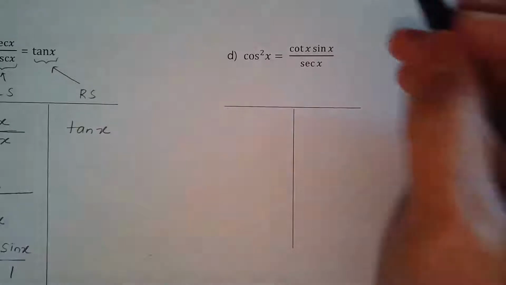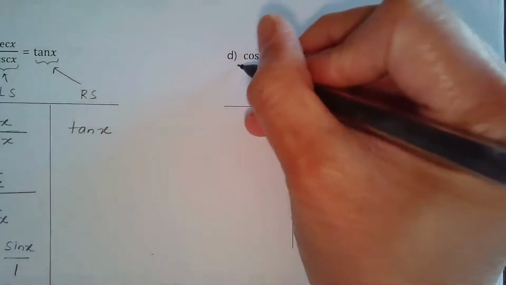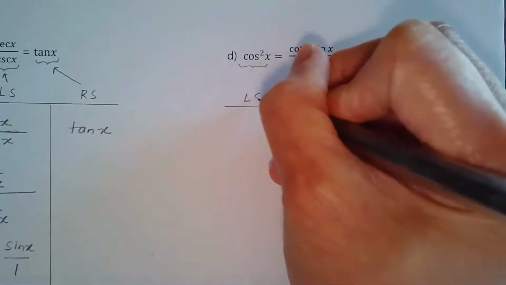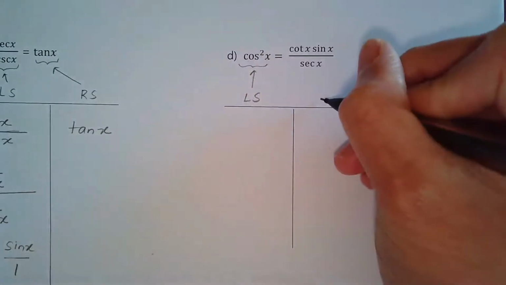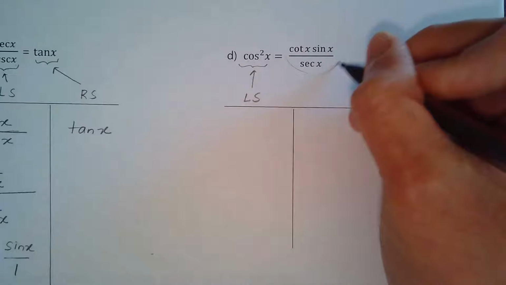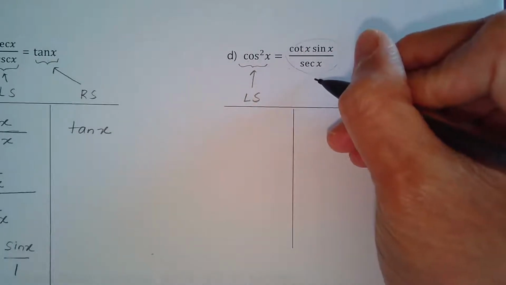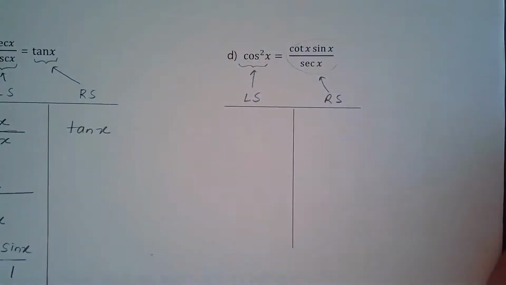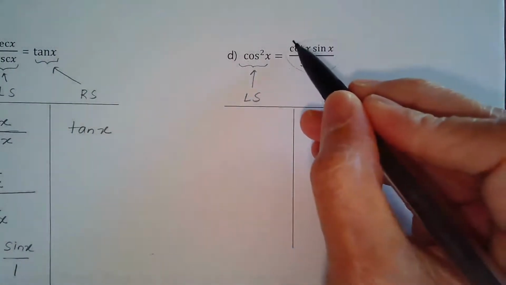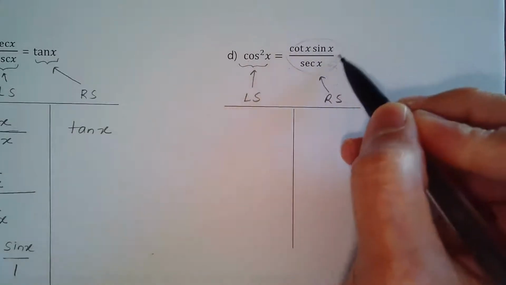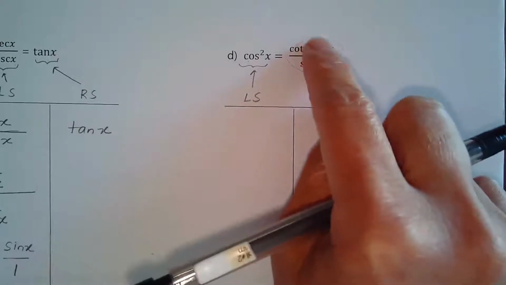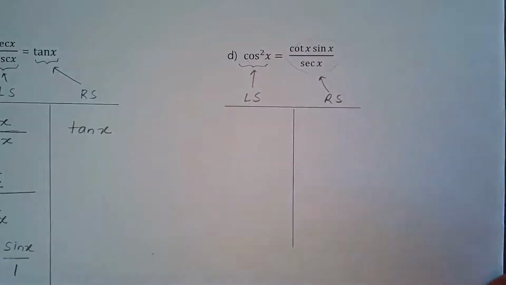So how do we do it? How do we do this one? So this part, cos squared of x, is the left side. And then all of this is the right side. Okay, so what I'm going to do, what I said earlier at the beginning, is start with the complicated one and see if we can simplify this, clean this up to make it look like that.